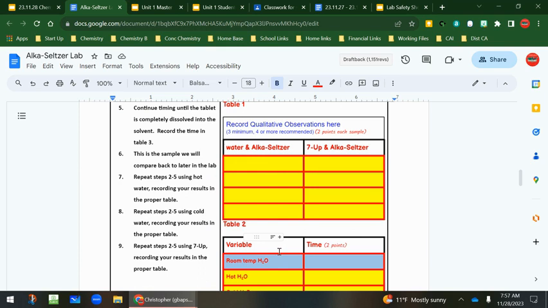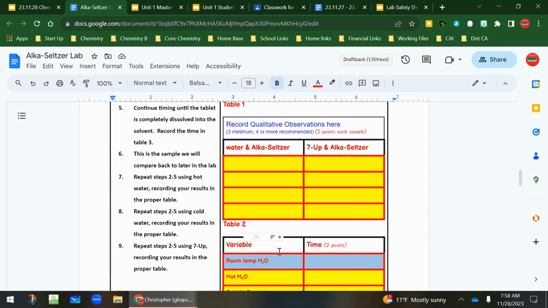You are going to make another set of observations for the water and Alka-Seltzer reacting. You're going to make observations for the 7-Up and the Alka-Seltzer. I don't care if you use hot water. I don't care if you use cold water. That choice is yours. Either one. So you need to make some observations. Now, I am also watching, ladies and gentlemen, for the tablet to dissolve completely.